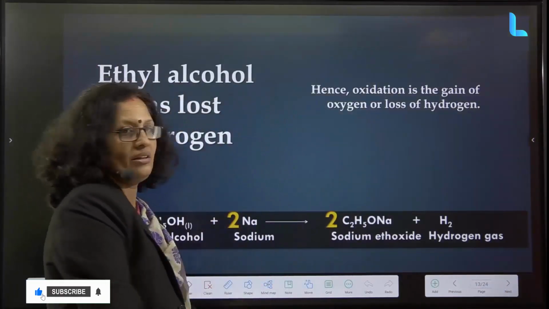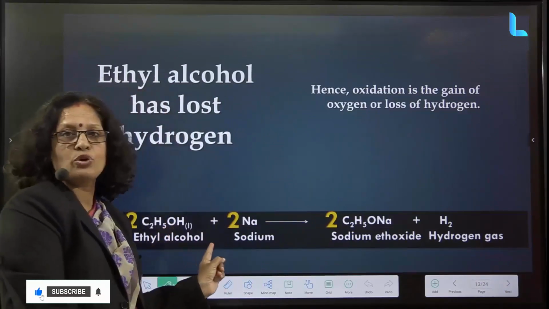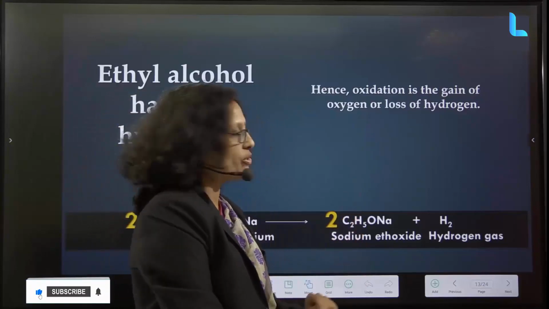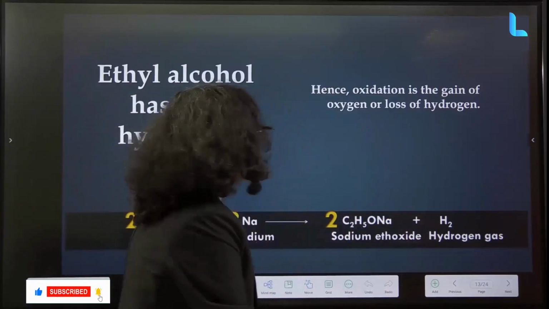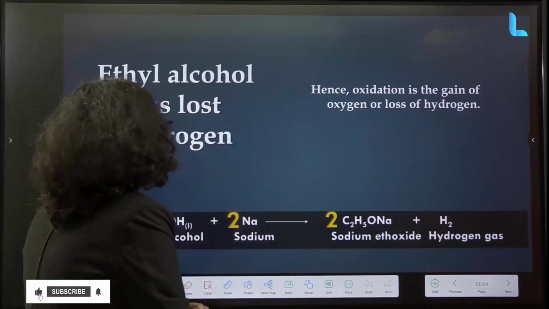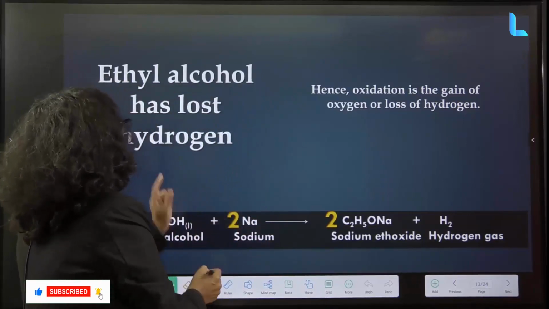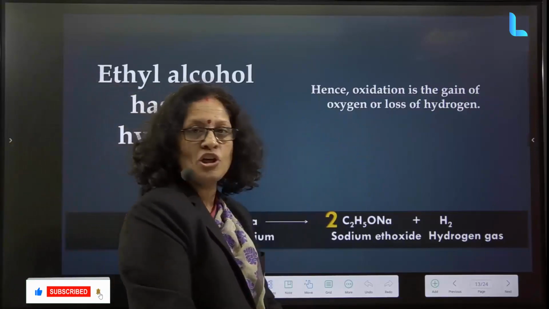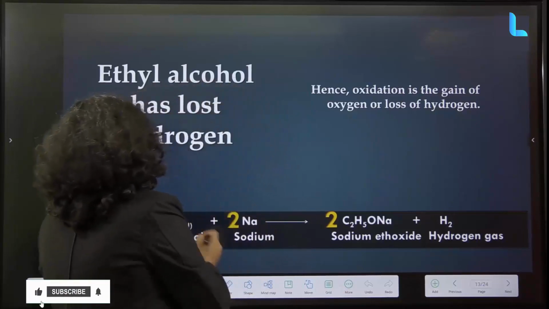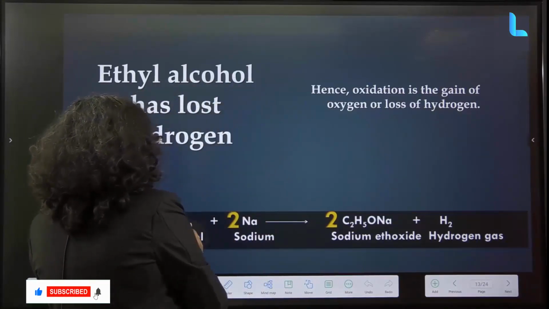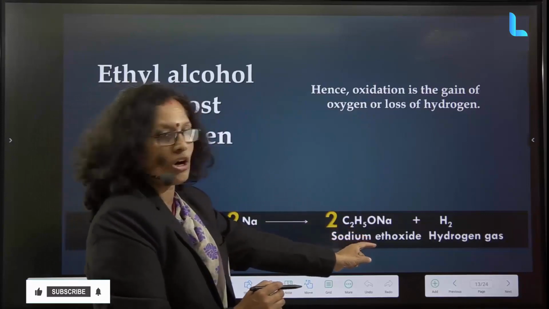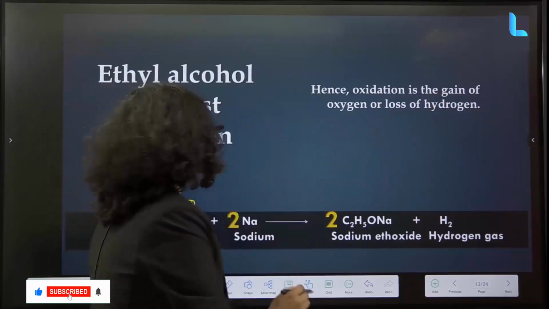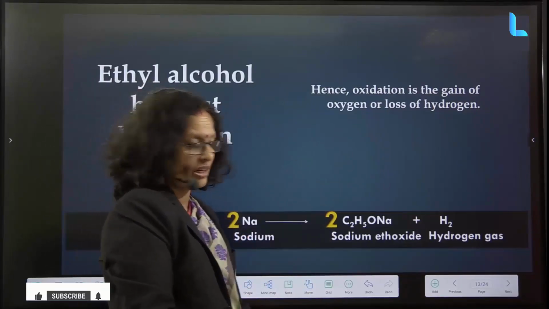Now ethyl alcohol. Here C2H5OH is ethyl alcohol, plus sodium gives sodium ethoxide, C2H5ONa, plus hydrogen gas is liberated. Now in this process if you study, you will observe the hydrogen is lost. Ethyl alcohol has lost hydrogen. Hence oxidation is gain of oxygen or loss of hydrogen. So what is happening here? Here ethyl alcohol is converting to sodium ethoxide by loss of hydrogen. So hydrogen is lost here, so this process is called oxidation. Clear it is?